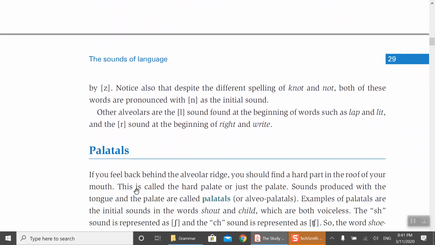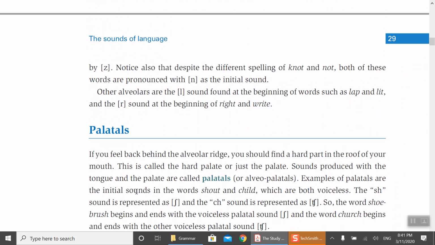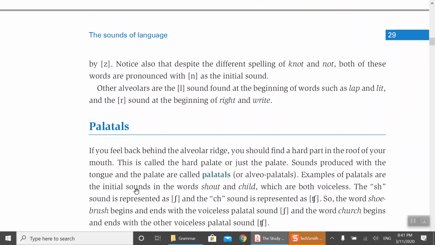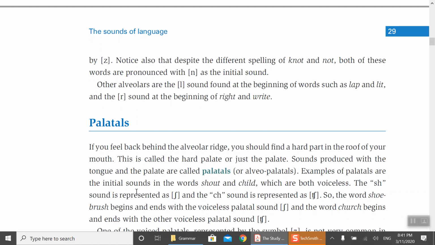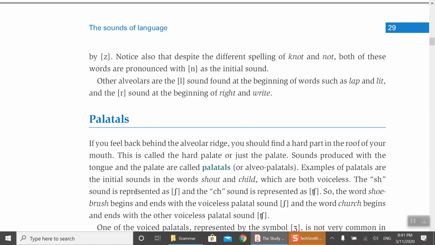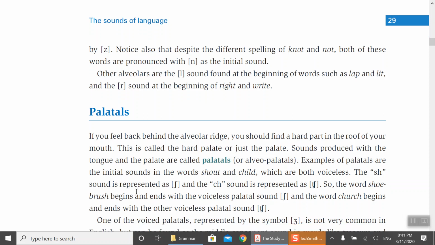Palatal. What is palatal? If you feel back behind the alveolar ridge, you should find a hard part in the roof of your mouth. This is the hard palate. This is called the hard palate or just the palate. Sounds produced with the tongue and the palate are called palatals. Tongue and palate called what? Palatal, or sometimes they are called alveolar palatal.